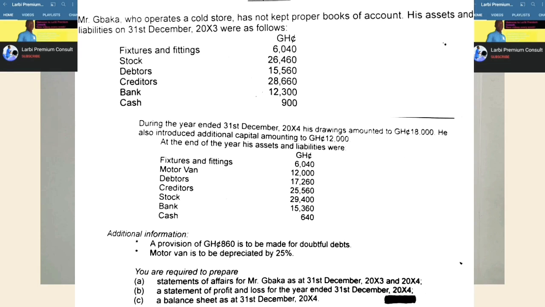Then additional information: 1. A provision of 860 Ghana cedis is to be made for doubtful debts. 2. Motor van is to be depreciated by 25%. So we are required to: A. Prepare statement of affairs for Mr. Barker as at 31st December 20X3 and 20X4. B. Statement of profit or loss for the year ended 31st December 20X4. Then lastly, a balance sheet as at 31st December 20X4.